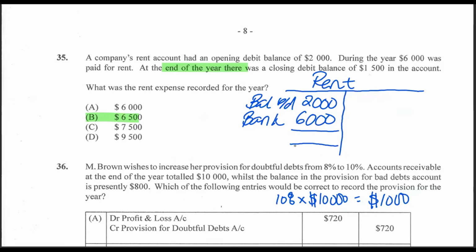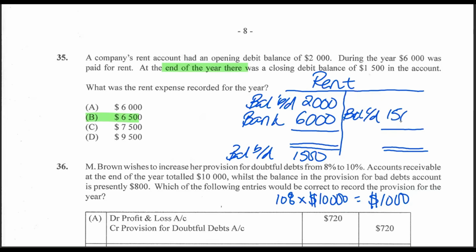Right, guys, I'm going to finish off this down here. Now, when you say closing debit balance, remember how you had an opening debit balance of 2,000? You now have a closing debit balance of 1,500. So that'll be here, balance brought down 1,500. Now, of course, for you to have a balance brought down, you must have a balance carried down value. So come up here now, 1,500.